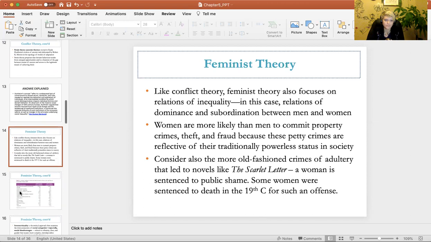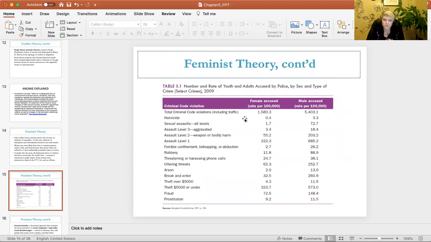You have a chart in the book that shows, through the feminist theory perspective, a comparative analysis of criminal violations based on gender. And I don't particularly know if you find this kind of chart useful, but I think it's interesting to compare levels of homicide, you know, are significantly higher among men than women, as are all of these violent crimes. Fraud, as you see, as the feminist theory suggests, the disparity between the genders is not as high, and prostitution is almost, well, not quite, but almost equal between the two.